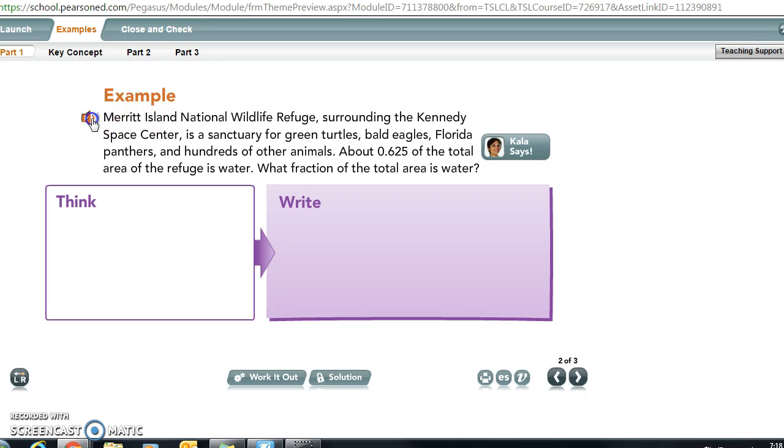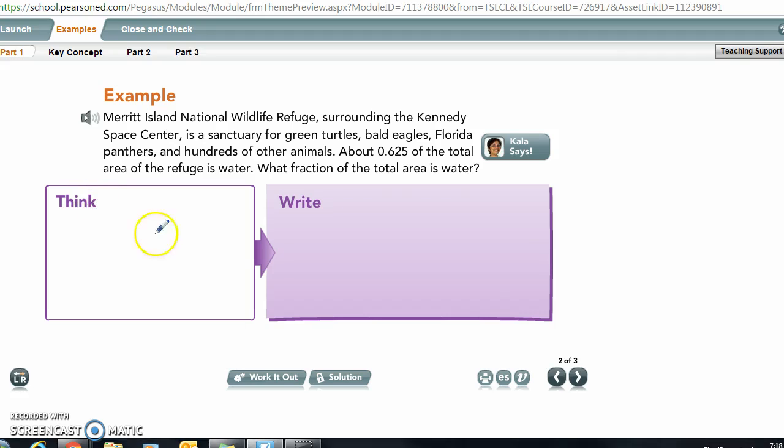This one says, Merritt Island National Wildlife Refuge, surrounding the Kennedy Space Center, is a sanctuary for green turtles, bald eagles, Florida panthers, and hundreds of other animals. About 0.625 of the total area of the refuge is water. What fraction of the total area is water?